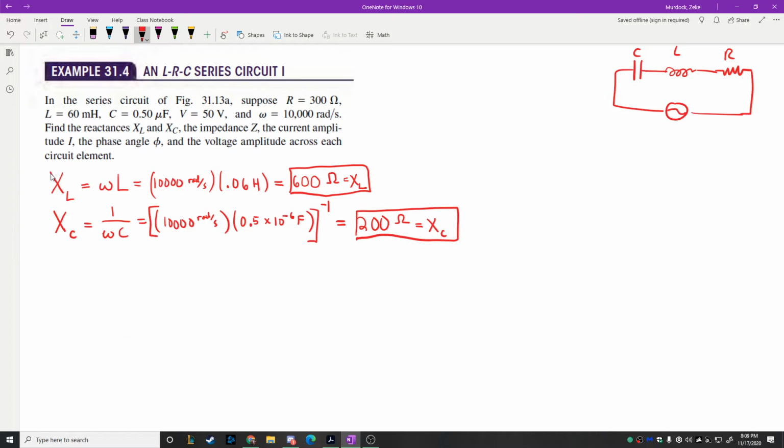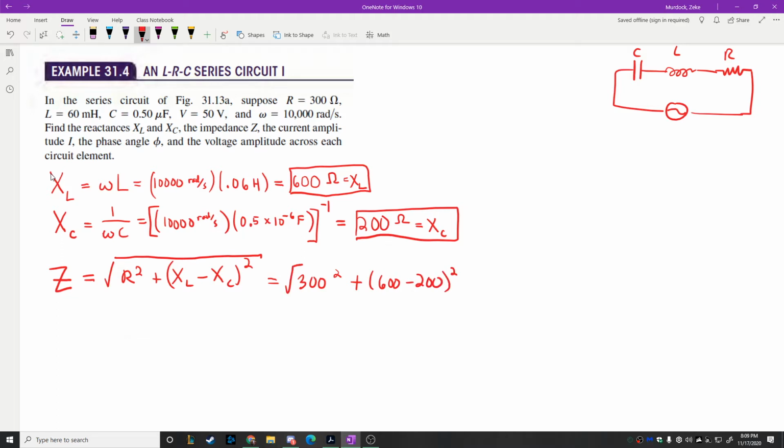Now we need to find the impedance. Above we said that Z was defined as the square root of R squared plus the difference between XL and XC, and you've got to square that difference. And then you take the square root of the whole thing. R was 300, so you get 500. It's pretty easy to see why you get 500. It's 300 squared plus 600 minus 200, that's also squared, and you can see there's this 3, 4, 5 triangle happening here, and you get that Z is equal to 500 ohms.